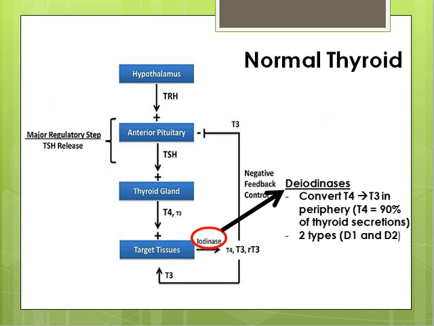Under normal circumstances, our body is very good at regulating the amount of thyroid hormone that's in the blood. And the body does this through a negative feedback mechanism. What essentially happens is, as levels of T4 and T3 rise in the blood, the anterior pituitary is inhibited from secreting any more TSH. This will basically inhibit the thyroid gland from secreting T4 and T3 into the blood.